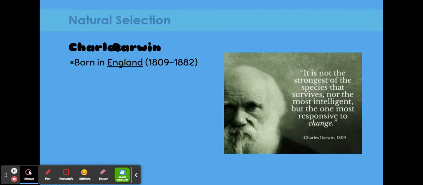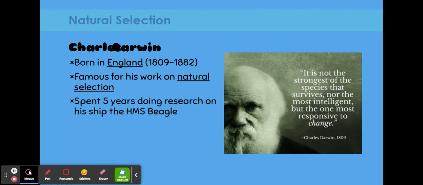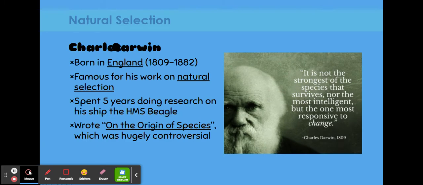Charles Darwin was born in England in 1809 and lived until 1882. He was famous for his work on natural selection. He spent 5 years doing research on his ship, the HMS Beagle, and he is the author who wrote The Origin of Species, which is hugely controversial.